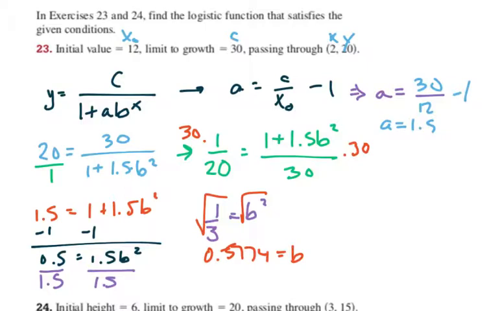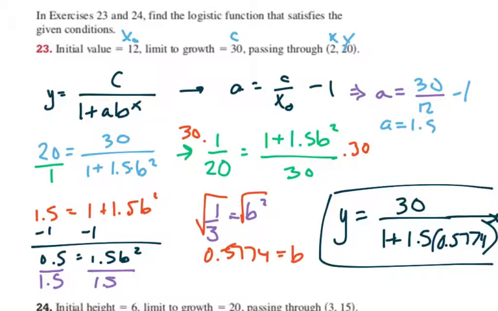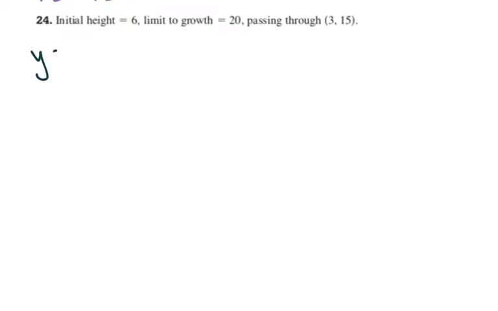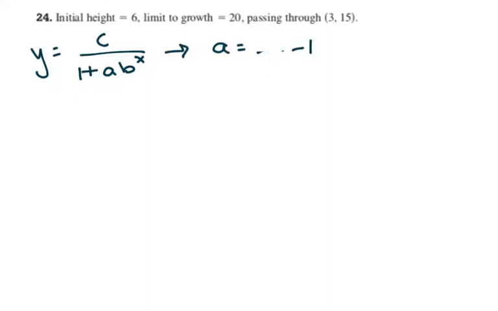Alright, so that is our b value, which means that now we can write our entire equation, y equals, instead of a c, we're doing 30, and 1 plus our a value, which is 1.5, and then our b value of 0.5774, and then to the x. It's kind of sloppy on the end there, but it's an x. Alright, and then we do our next one here. Again, we want the same equation, so we have y equals c over 1 plus a b to the x, but remember that a is c over x naught minus 1.